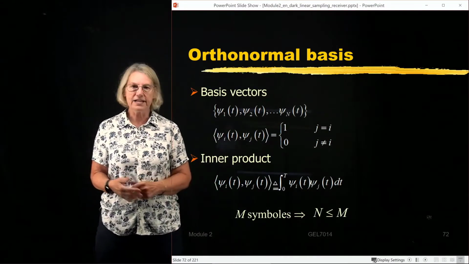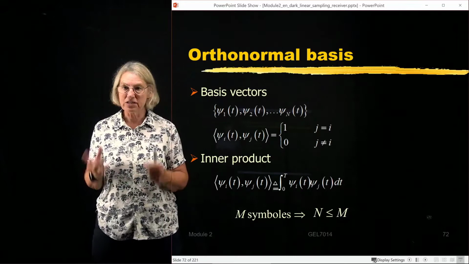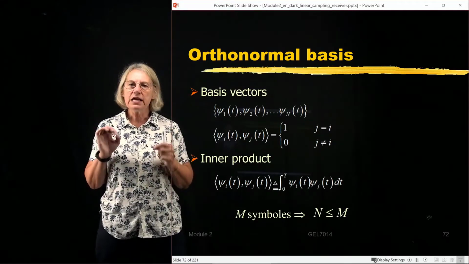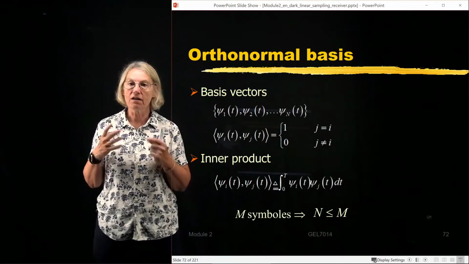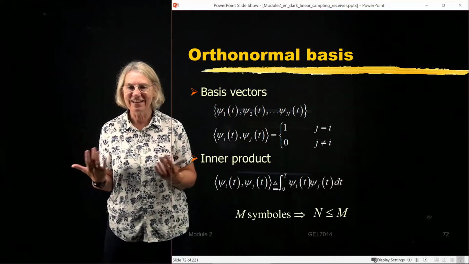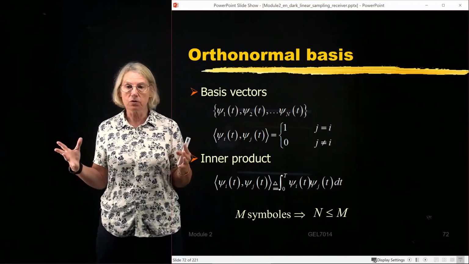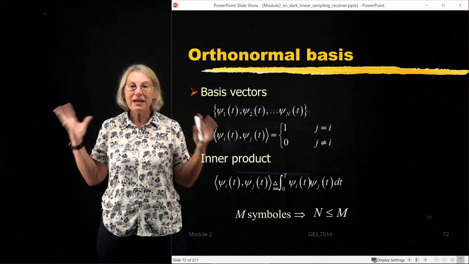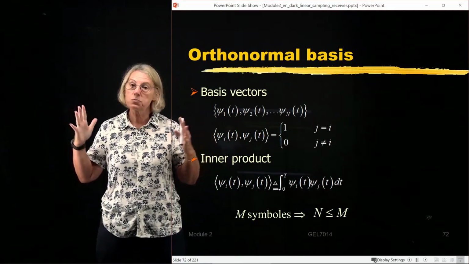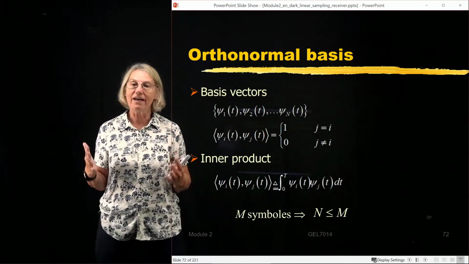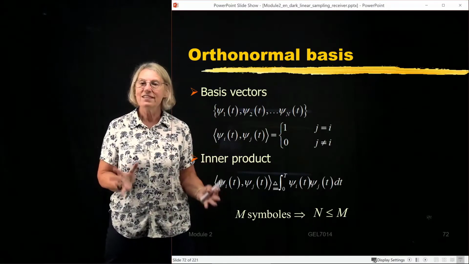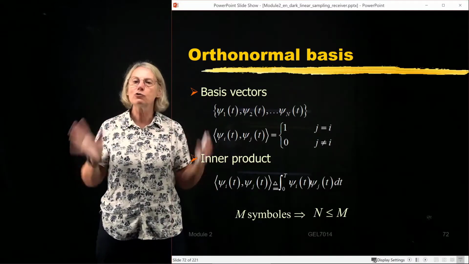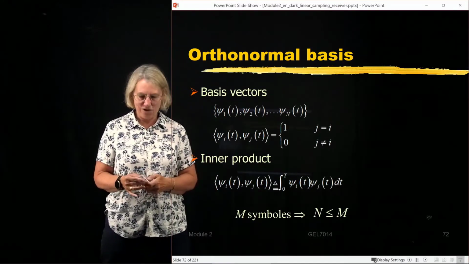Well, note that I said it was finite dimensional and I said the dimension was N. At the very largest, N will be equal to M, the number of symbols in the alphabet. However, it is possible that the dimension of the signal space could actually be smaller than M. So that's an upper bound on this finite dimension of a signal space. This is a space that includes all of the signals in the alphabet.